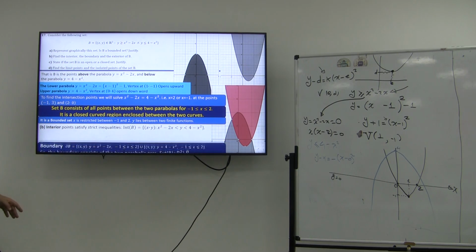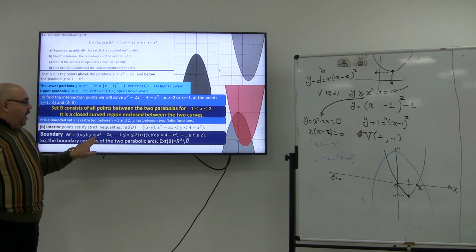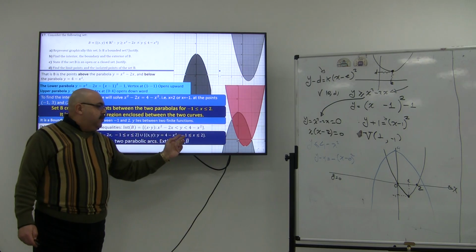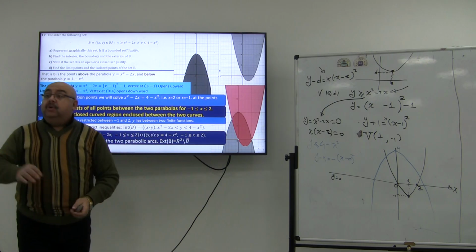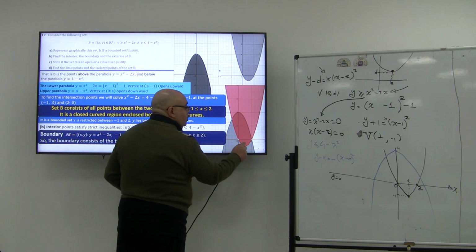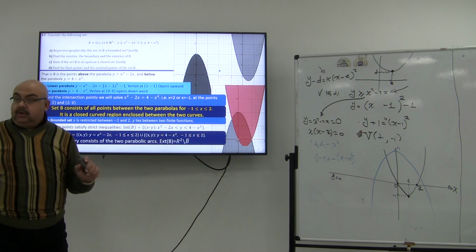Of course, here is the boundary. It's going to be y equals x squared minus 2x, union y equals 4 minus x squared, running from both sides. So he's describing the boundary to be the part of this function from negative 1 up to 2, union the part of the upper function. This is how we are talking about the boundary.